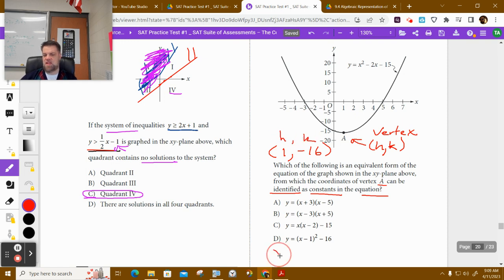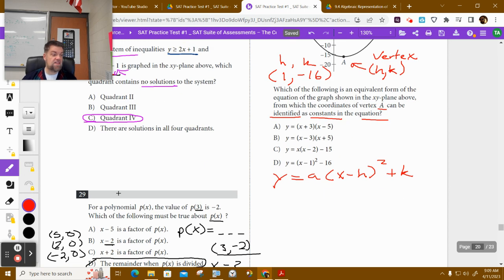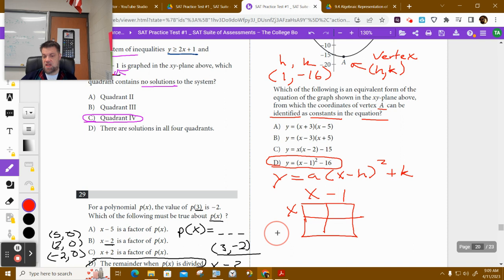So remember that I could rewrite this as A times the quantity x minus h squared plus k. And so then if that's the case, it's probably D. It's probably D. Now, how could I verify it? Well, I could multiply it out to make sure that it works, right? So in other words, I could say, what is x minus 1 times the quantity x minus 1? And remember, I got to tack on this negative 16 at the end.